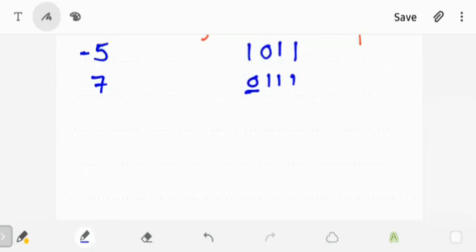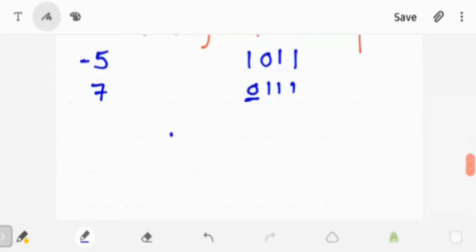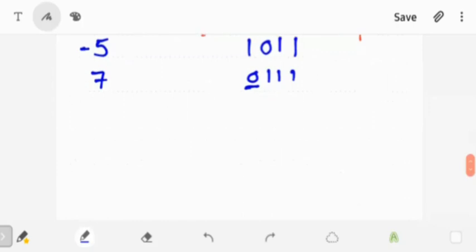Yeah, it's audible, I guess. Okay, so see, plus 7 means first bit is 0, minus 5 means first bit is 1. So I'm using signed binary representation. Okay, now let's multiply these two. Our objective was to multiply these two numbers.